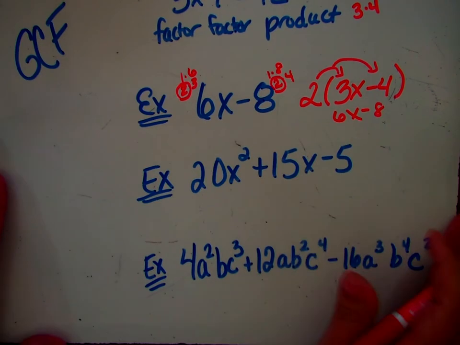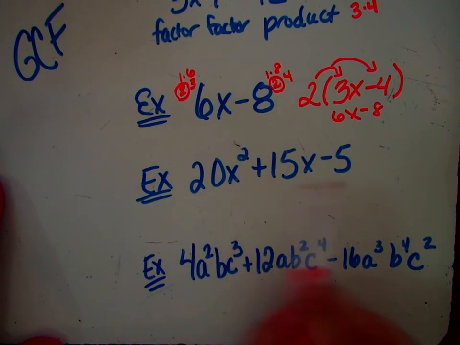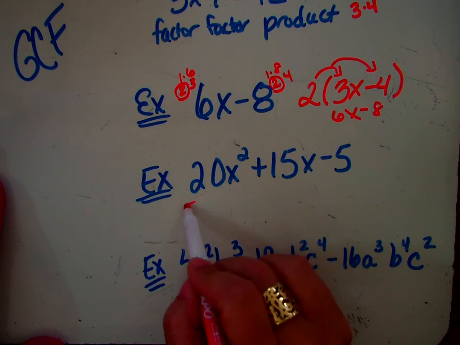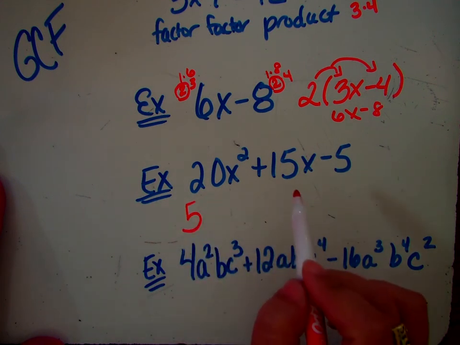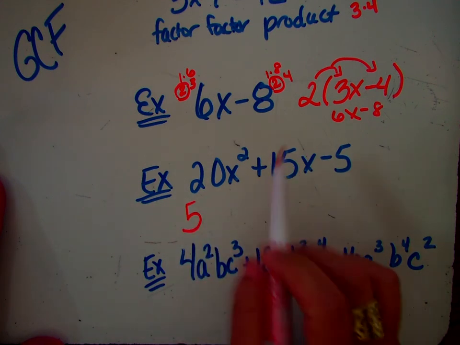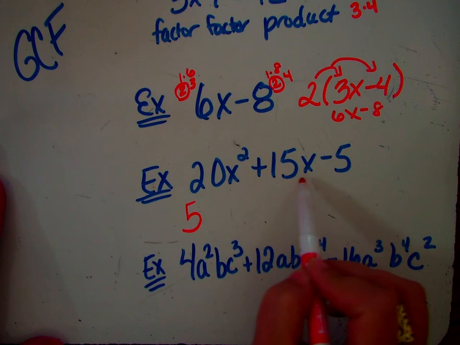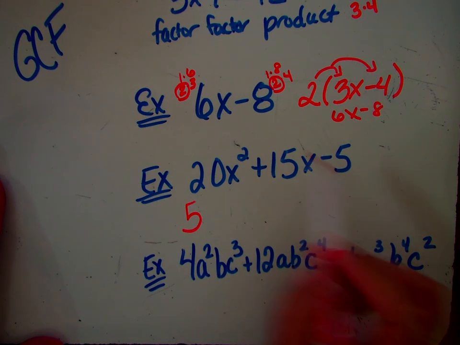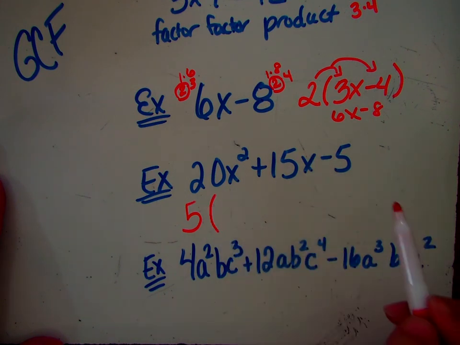Okay? For this one, you're going to look at all 3 terms. I have a 20, a 15, and a negative 5. I know that I can divide all those by 5. So 5 is going to be the greatest common factor for the numbers. I see x squared, x, and this term doesn't have an x, so I can't take an x.